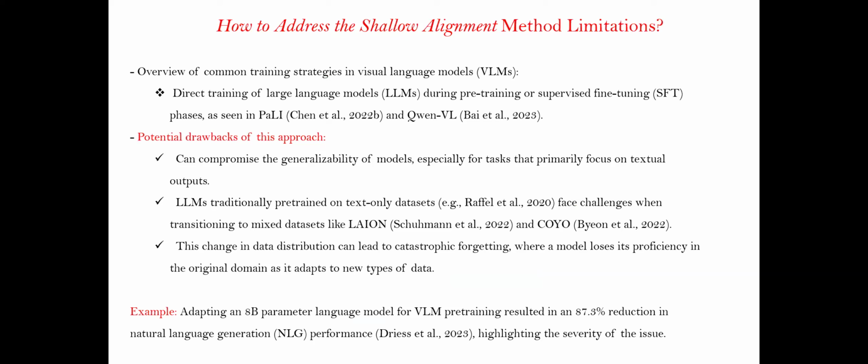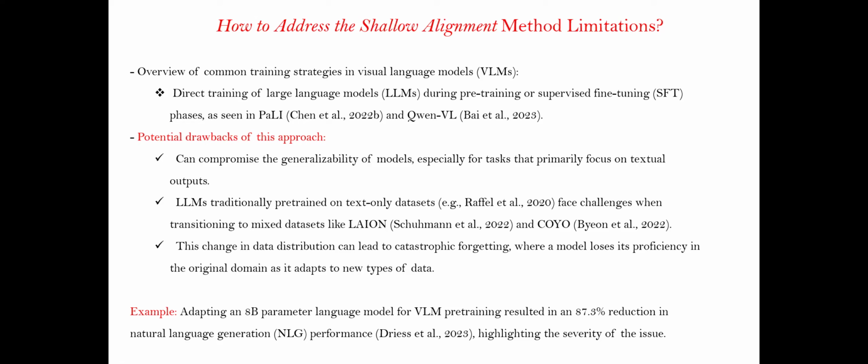But how do we address those limitations? If you look at the common training strategy in visual language models, it is direct training of the large language models during pre-training and supervised fine-tuning, such as in PaLI and CogVLM. The potential drawback is that it can compromise the generalizability of the models, especially for tasks that primarily focus on textual outputs.